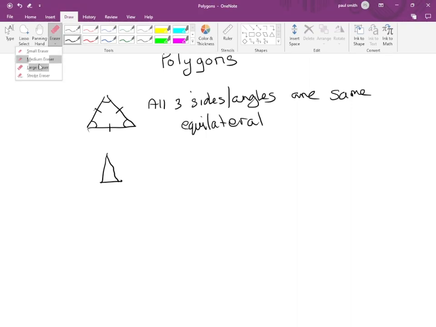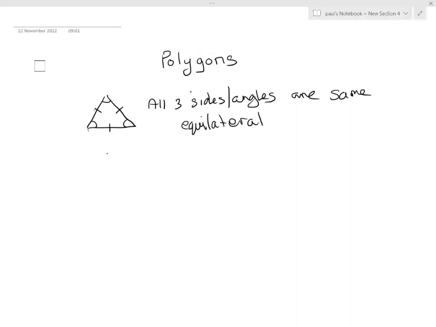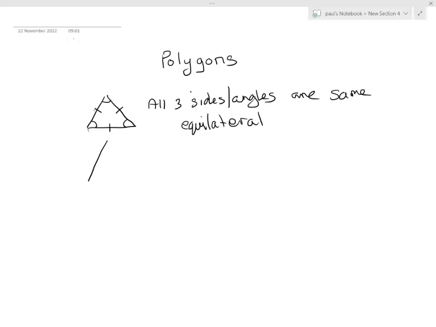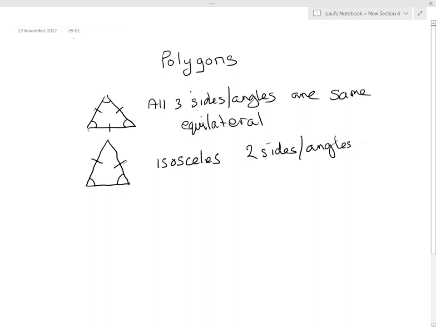Now when we have, that's not a very good one, is it? Excuse me. Okay, let's draw that one again. So when we have just two sides that are the same, like this, these two angles at the bottom are the same, and this is called an isosceles. And so this is two sides, angles are the same.